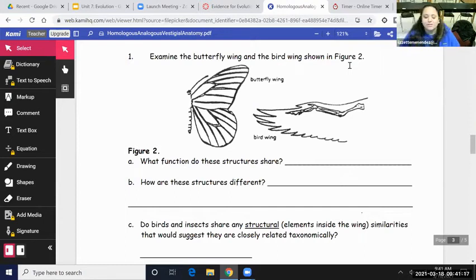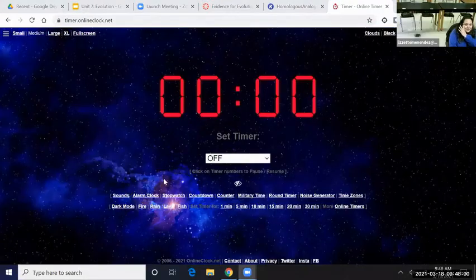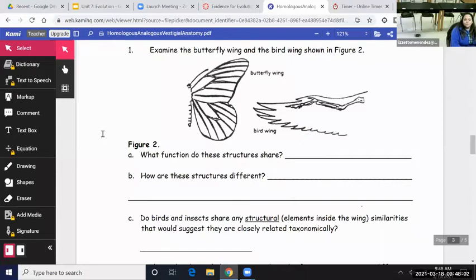For B, it says, how are these structures different? So while they both help that organism do a certain thing, how do they look different? What is different about what they look like? And then C is just, do birds and insects share any structural similarities that would suggest that they are closely related? So we're looking at structural similarities, so kind of the elements inside the wing. All righty. So we're going to go ahead and go through these three questions real quickly.